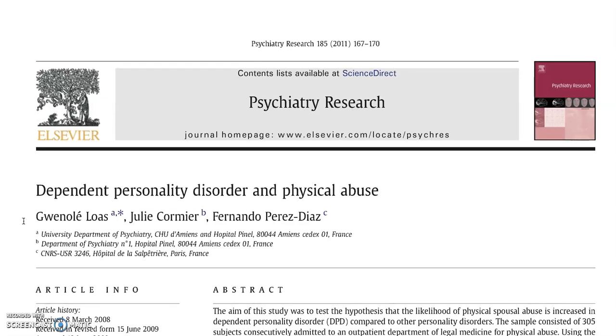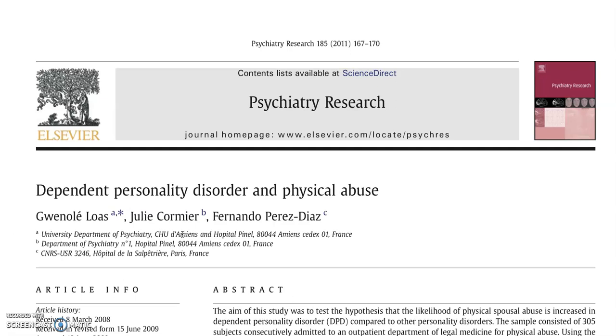Down here, we see the authors. So our first author is listed. This is the lead author. And this little A right here tells us, if we look down here to this A right here, this is where this author works, at the University Department of Psychiatry.